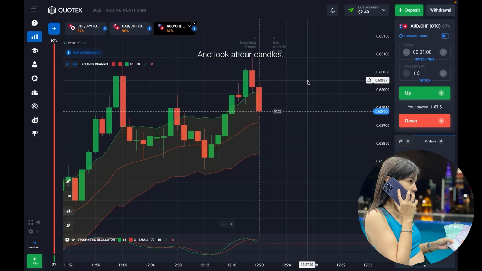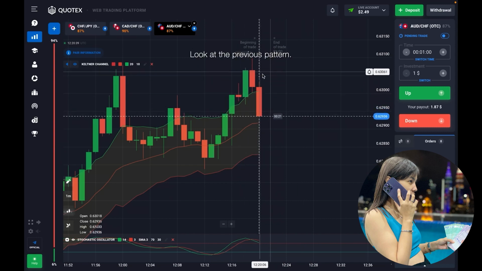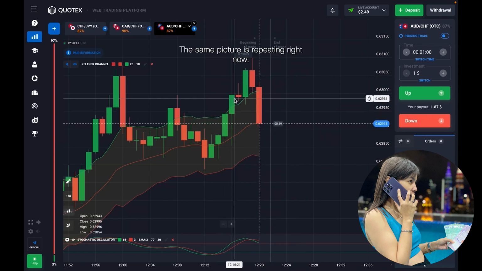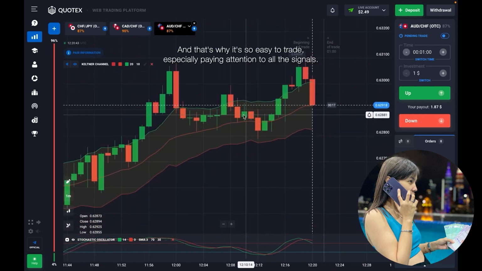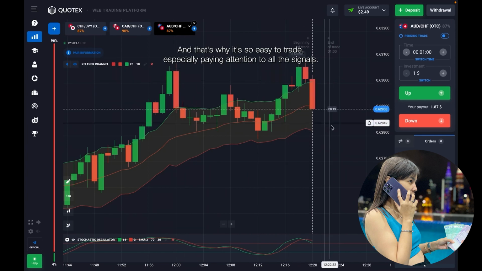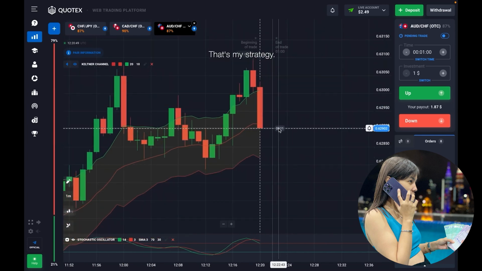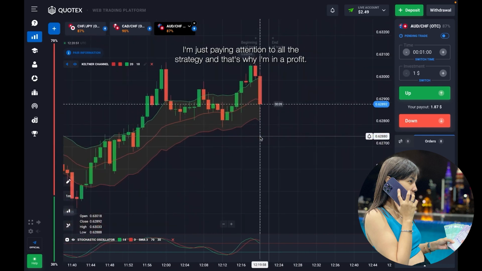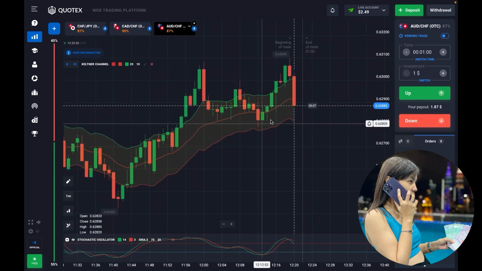And look at our candles. This is a pattern. Look at the previous pattern. The same picture is repeating right now. And that's why it's so easy to trade, especially paying attention to all signals. That's my strategy. I'm just paying attention to all signals, and that's why I'm in profit.